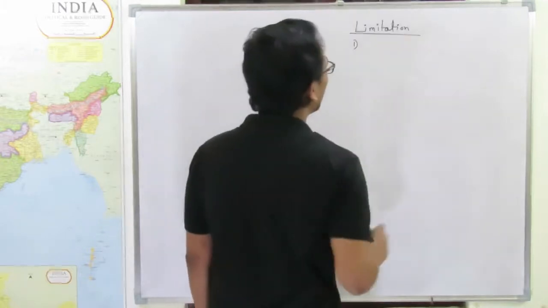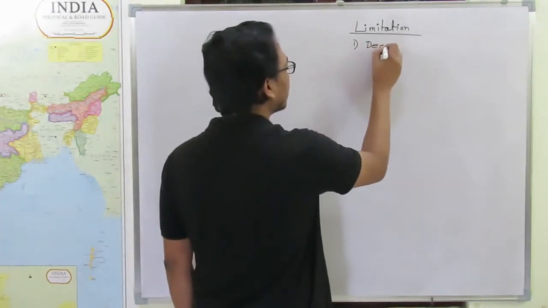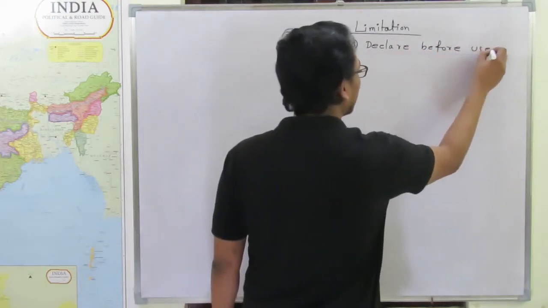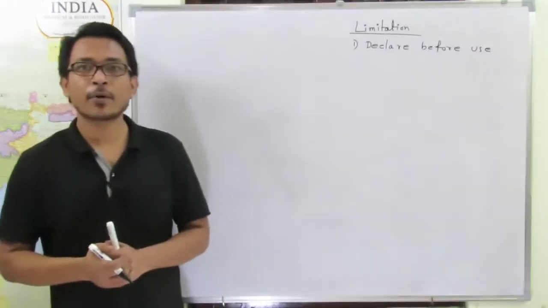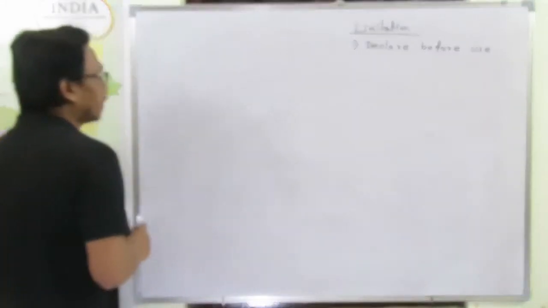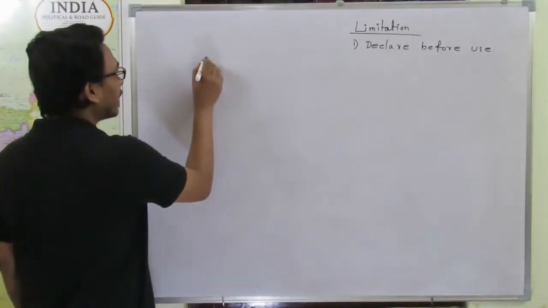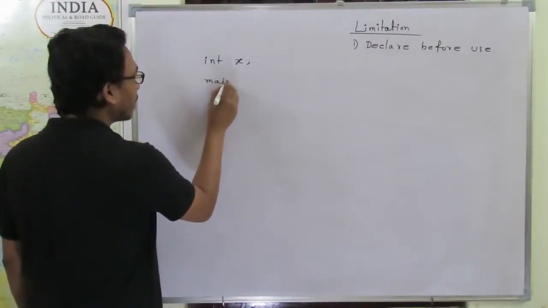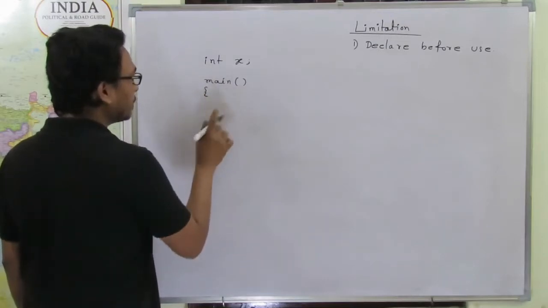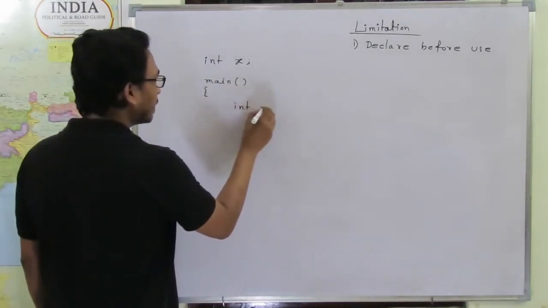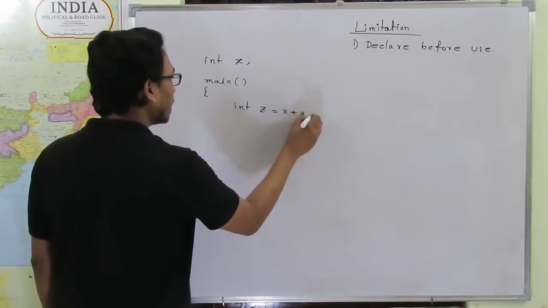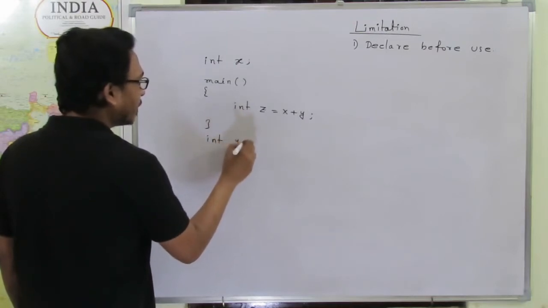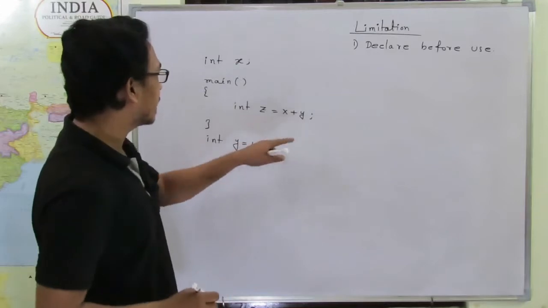That means limitation 1 is declare before use. Now, how does this make a problem? Look, let's say we have declared a global variable int x, and then we have the main function, and then within this main function we declared int z equals x plus y, and the variable y is declared after the main function.